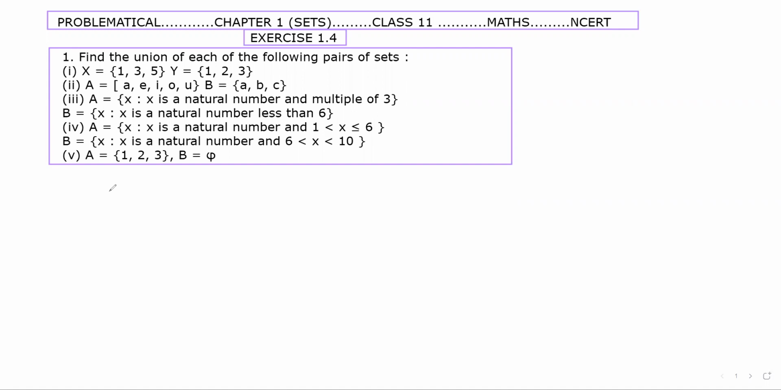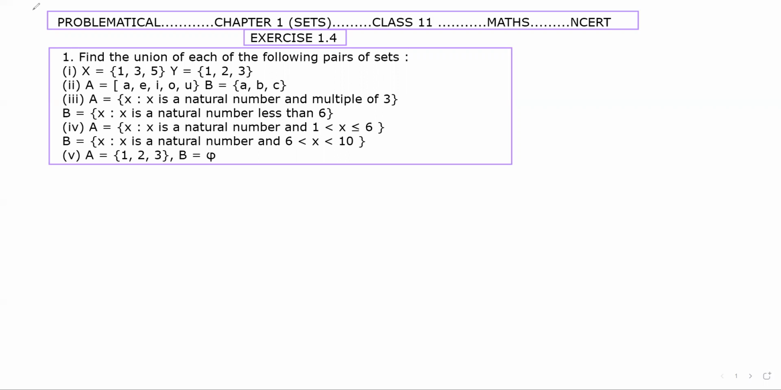Let's discuss exercise 1.4 from chapter 1 Sets from class 11th maths NCERT. First question is, find the union of each of the following pairs of sets. Now to calculate union, your sets should compulsorily be given in roster form. If it is not, we'll try and convert it into roster form and then solve it.